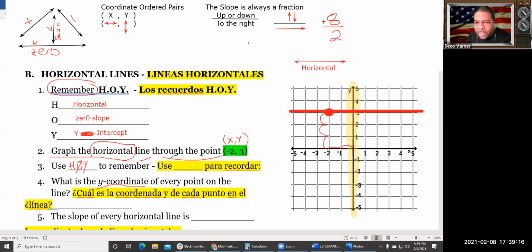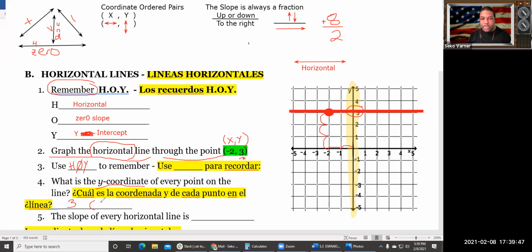It's a horizontal line, so all of the y, you know, it's the same. So what's the y coordinate on every point? Because it crosses right here. That's where a y-intercept is. That's where a y coordinate is. Okay, so the answer is going to be 3.